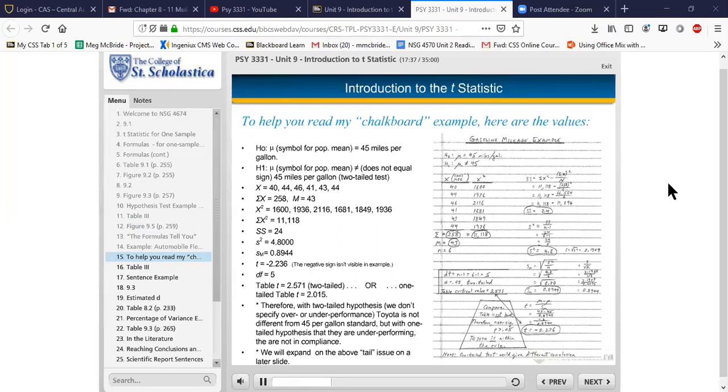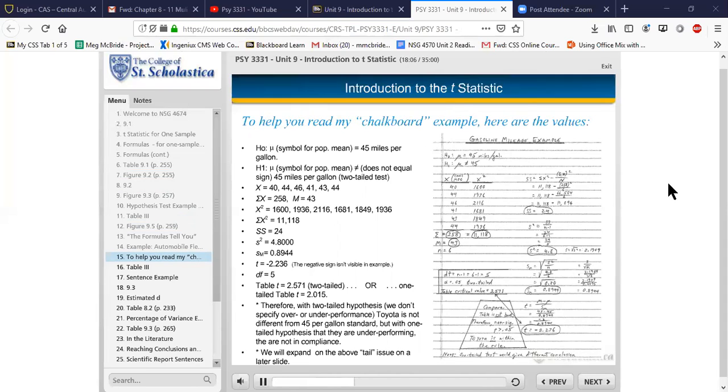The next step is to write the data down in column form so that you can easily work with the original x scores by squaring them, which is done in the second column. At the bottom of each column I have written the sums. The sum of the original x scores is 258. The sum of the x's squared is 11,118. This is also a convenient place to write down the mean, 43. I've noted on the side margin the number of cars, n equals 6.